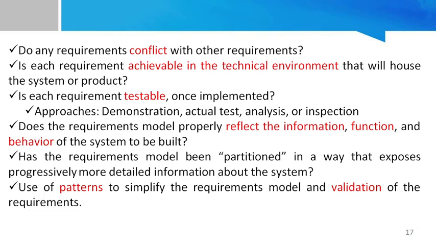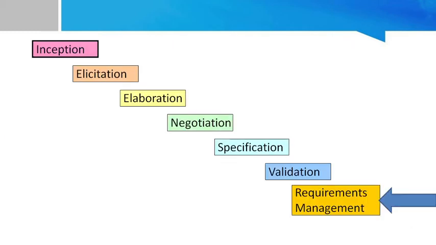You also have to check: do any requirements conflict with other requirements? Are the requirements achievable in the technical environment or not? Are all requirements testable once implemented or not? Does the requirement model properly reflect the information, function and behavior of the system? Use patterns to simplify the requirements model and the validation of the requirements. So all these questions you have to address in the validation phase.